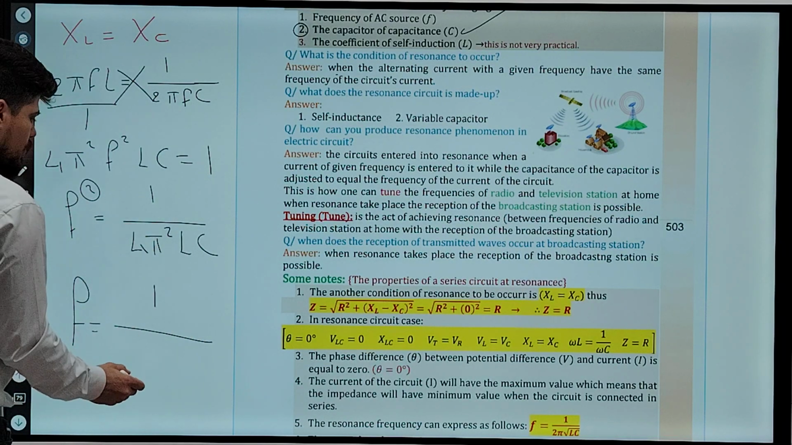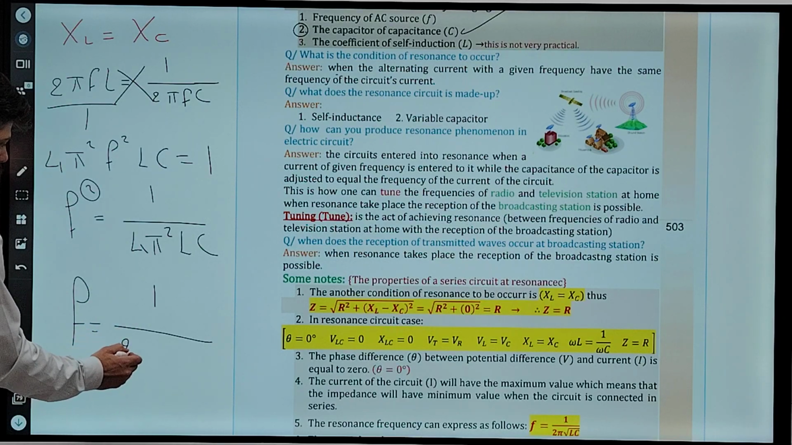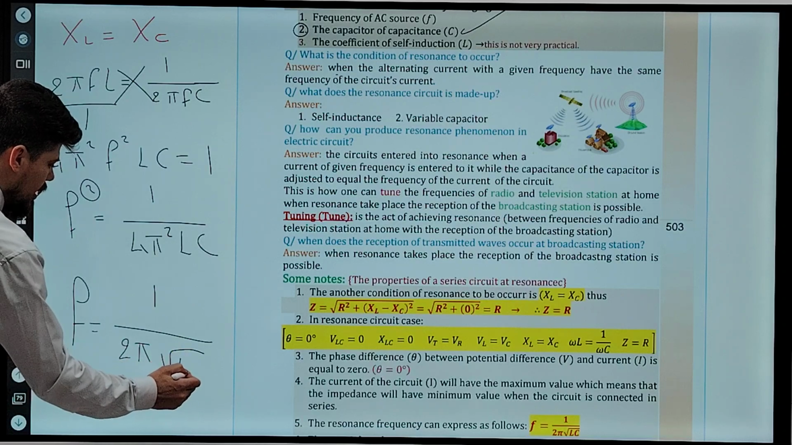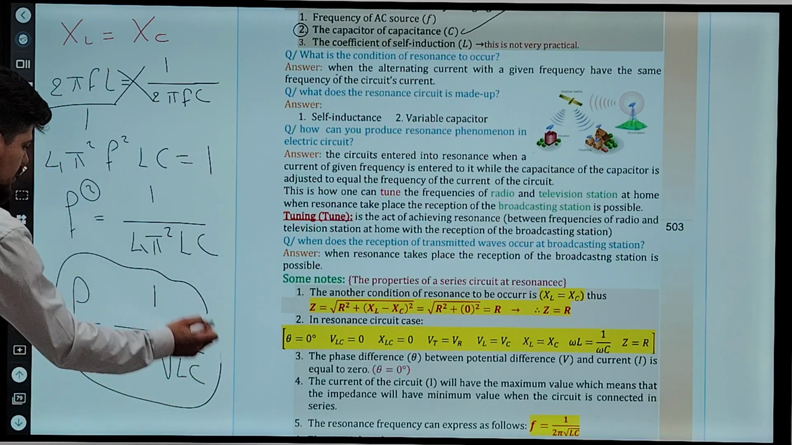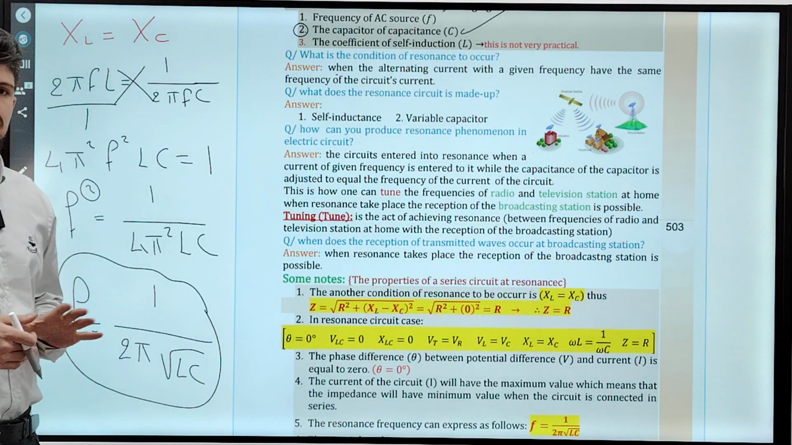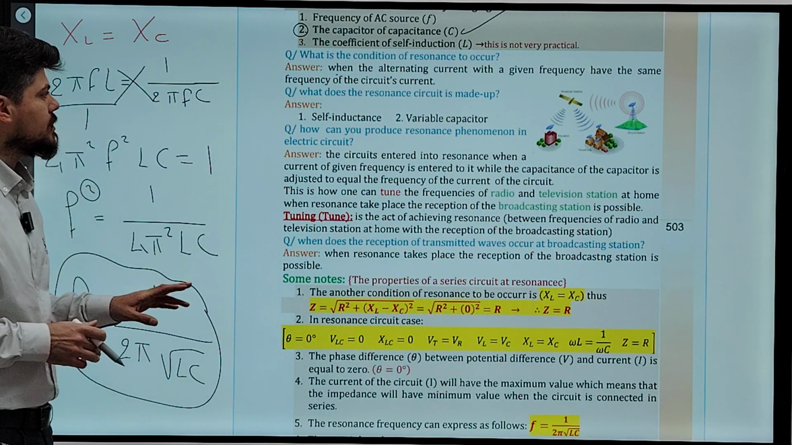The radical of 1 is 1. Radical 4 is 2. Radical pi squared is pi. Radical LC. So this is the proof of the equation of the frequency, for finding the frequency of the resonance circuit.